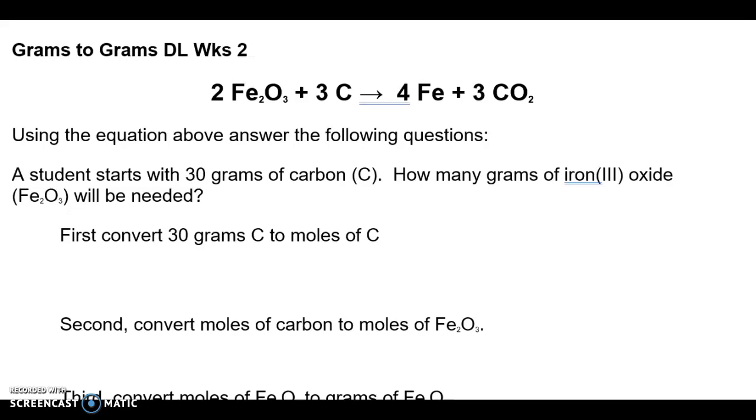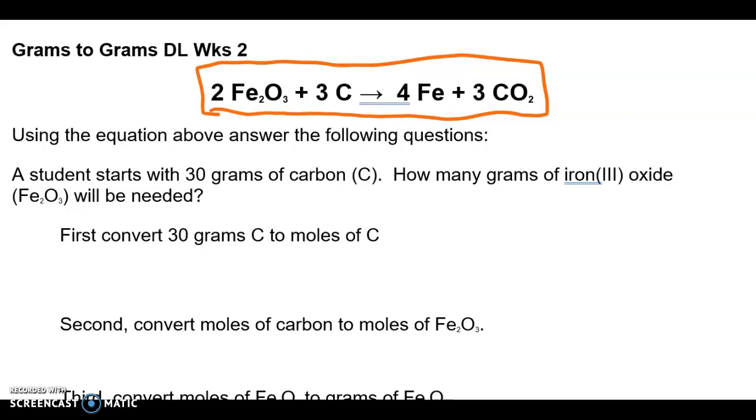We're going to be using this equation up here for everything that we do. So this one right here. Okay. So we're going to start with the first.